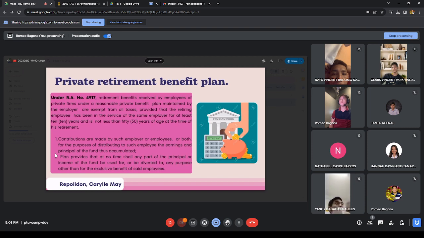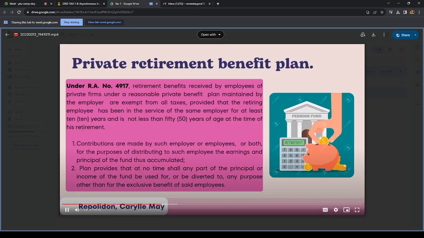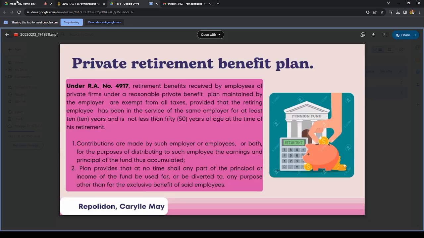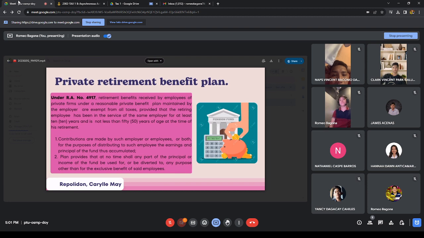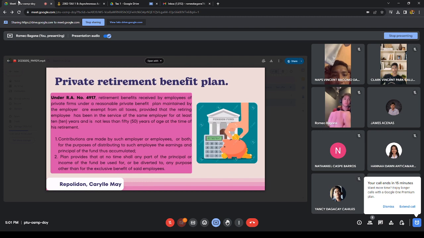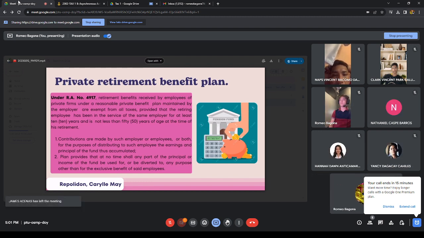The law further provides that the term reasonable private benefit plan means a pension, gratuity, stock bonus, or profit-sharing plan maintained by an employer for the benefit of some or all of his employees, wherein contributions are made by such employer or employees for the purpose of distributing to such employees the earnings and principal of the fund thus accumulated. And second, wherein said plan provides that at no time shall any part of the principal or income of the fund be used for or be diverted to any purpose other than for the exclusive benefit of said employees.